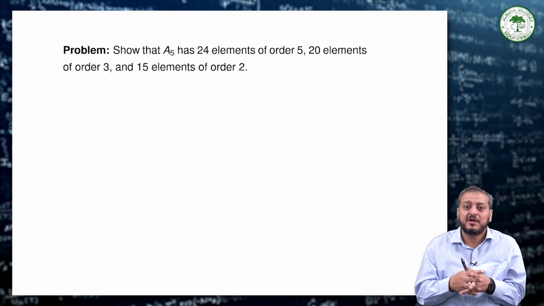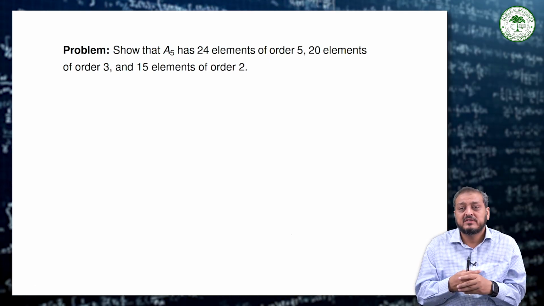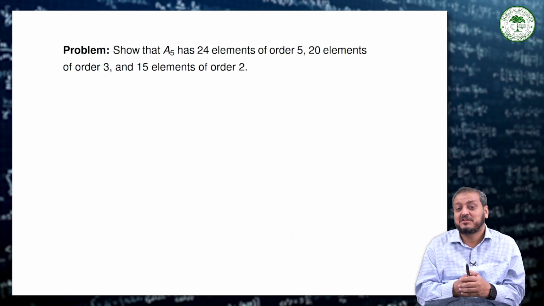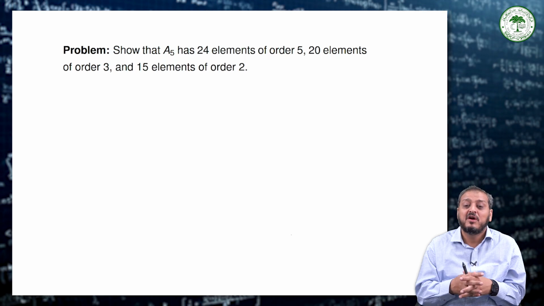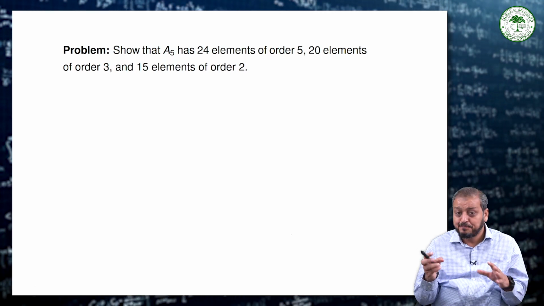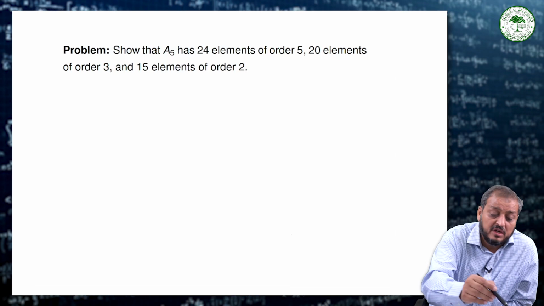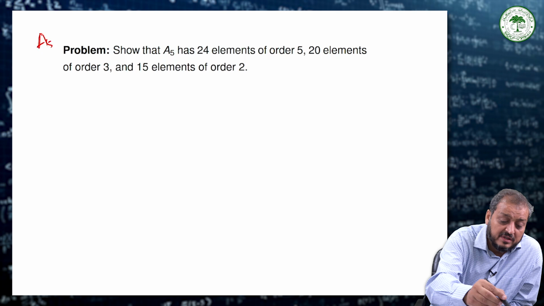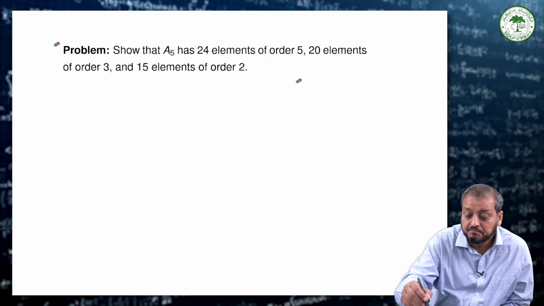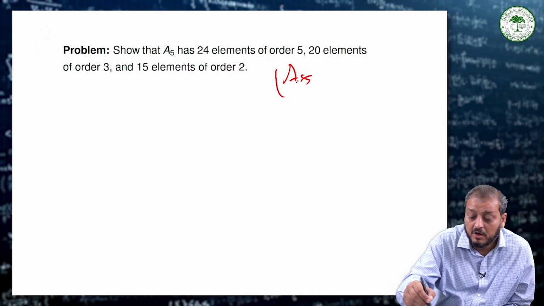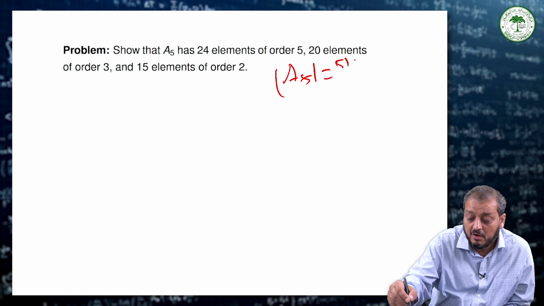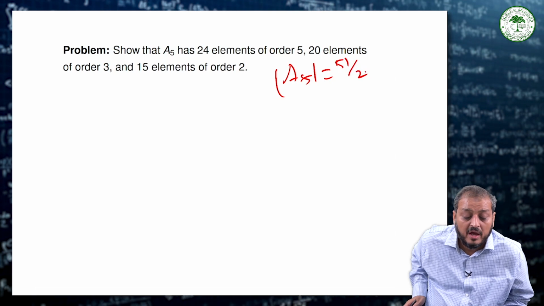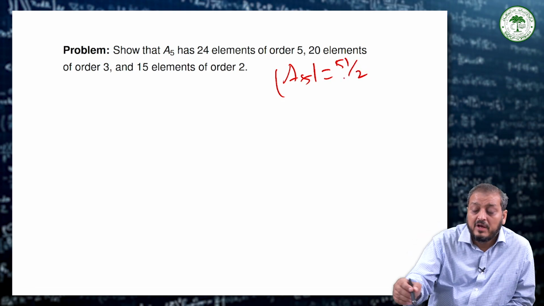We have to take that A5 has 24 elements of order 5, 20 elements of order 3, and 15 elements of order 2. You know the order of A5 is, we can simply say, factorial 5 divided by 2, and then you just have to check the total number of elements. What is this?